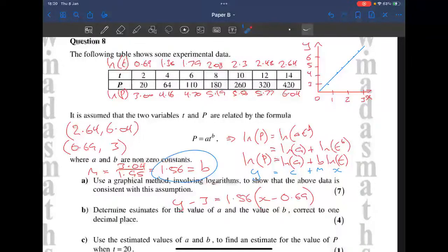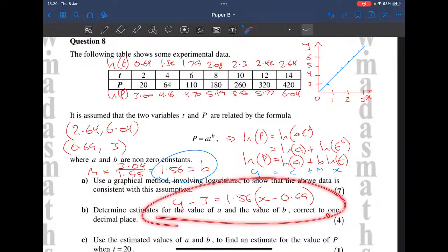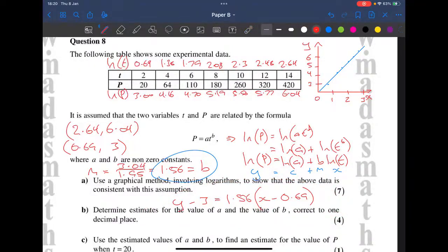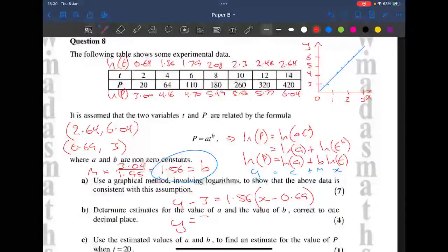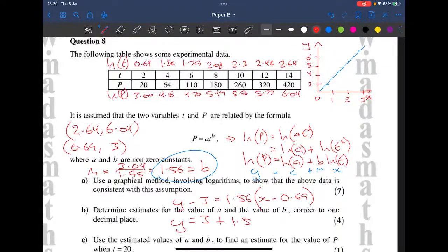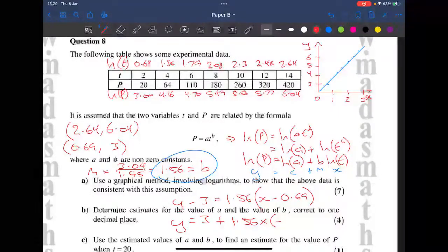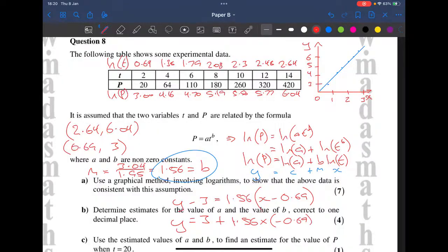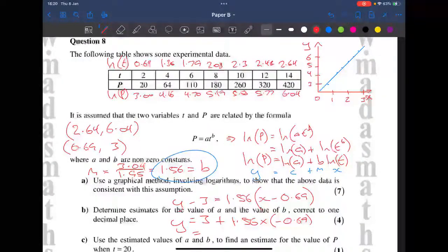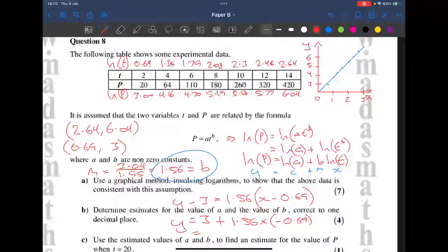And now what do we want? We want the y-intercept. We know the x coordinate there is 0. So we don't need to fully rearrange it. We just want to find y when x is 0. So if we do that, what do we get? y is equal to 3 plus 1.56 times negative 0.69. So we can go whack that in the calculator and see what number it gives us. 3 plus 1.56 times negative 0.69.